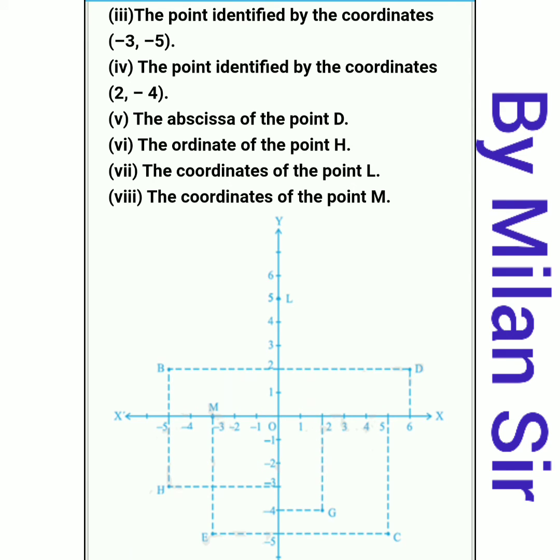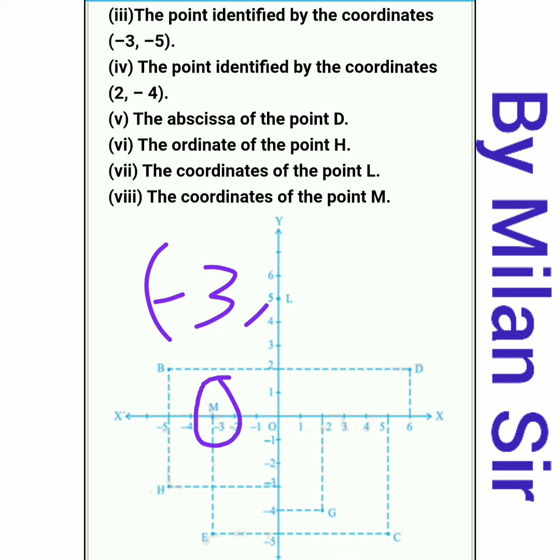Next question, the coordinates of the point M. We need to write the coordinates of the point M. So where is M? Here, right? First of all, find the value of M on the x-axis. On the x-axis the value is minus 3.